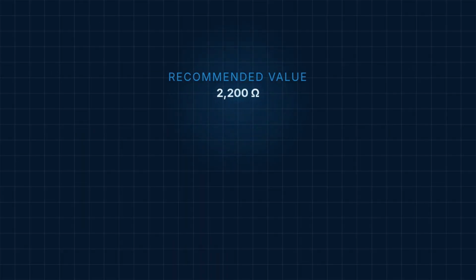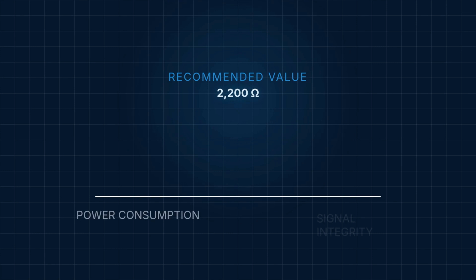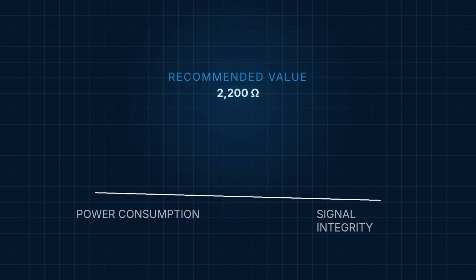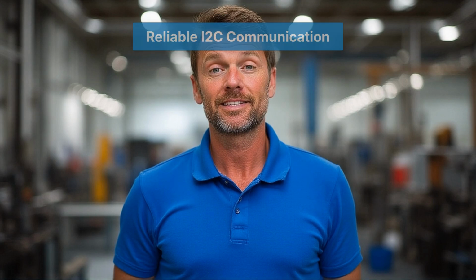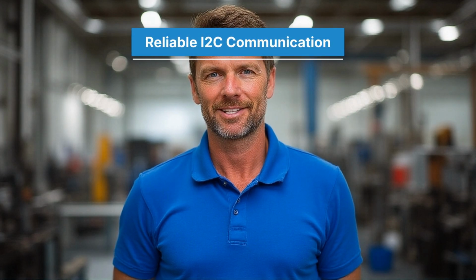Most importantly, the recommended value of 2,200 ohms provides the best balance between power consumption and signal integrity for these specific parameters. This ensures your I2C communication works reliably.